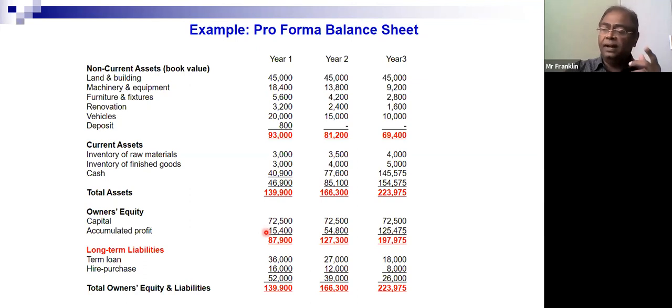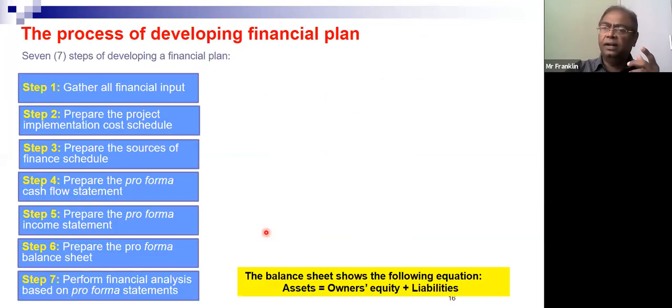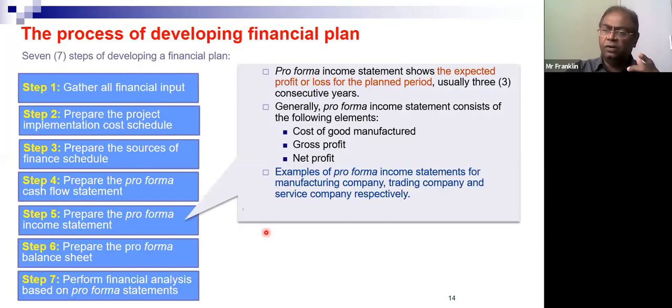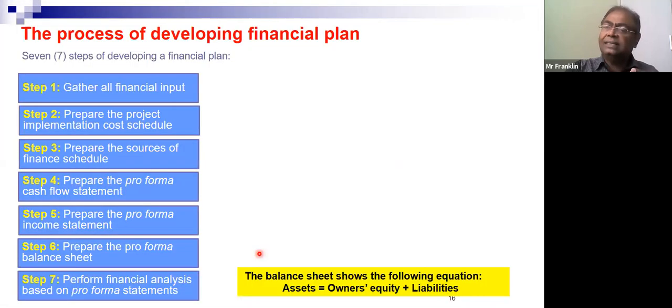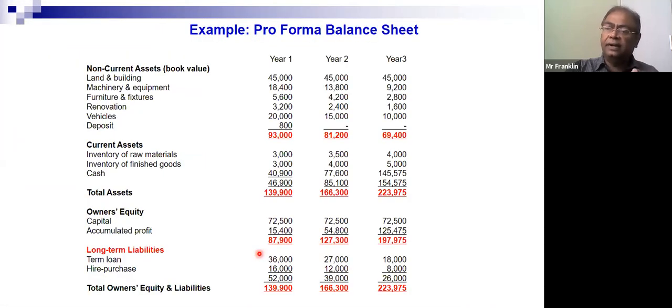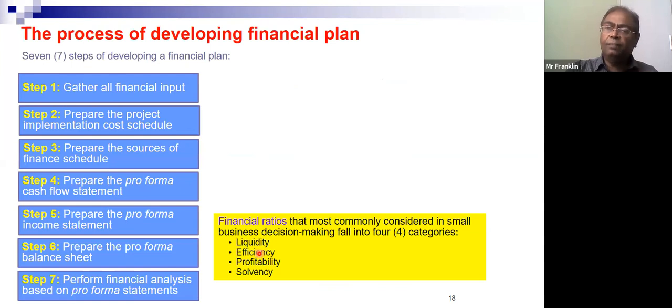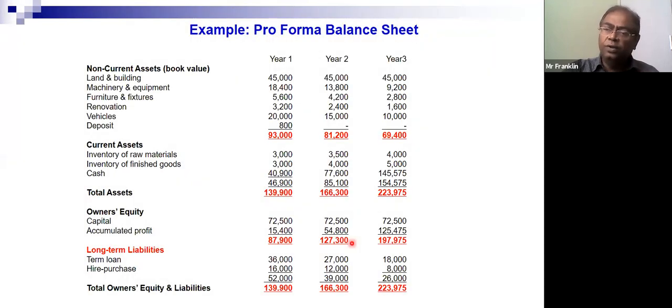When you look at the P&L, was it there? Remember this one? Look at this one. Can you look at the first year profit? How much? 15,400, right? So this profit you must add here, because profit is part of owner's equity. So now you add the 15,400, and it comes to 87,900.